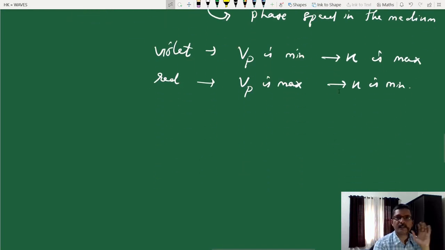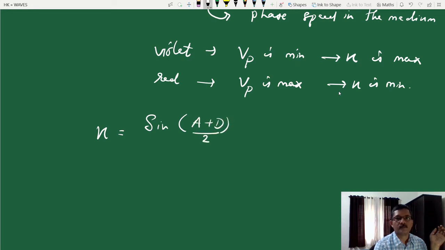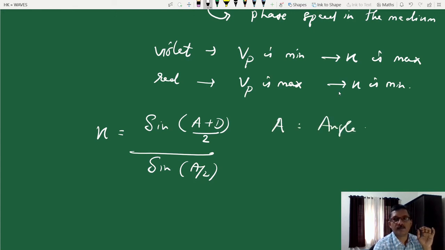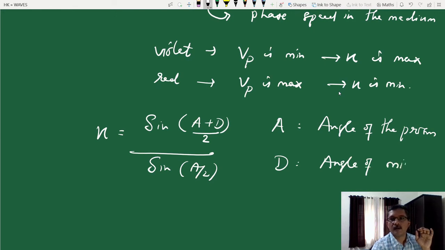Now when white light passes through a glass prism, we can derive an expression for the refractive index of the glass: sine of (A plus D) by 2, divided by sine of A by 2. Here A is the angle of the prism. Normally for an equilateral prism, this angle is 60 degrees. And D is the angle of minimum deviation.